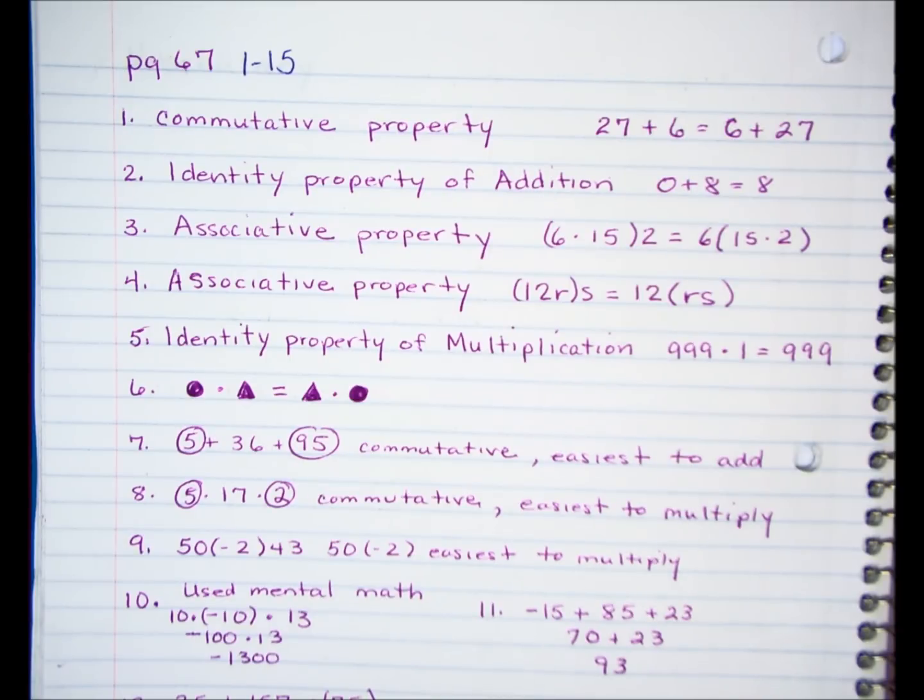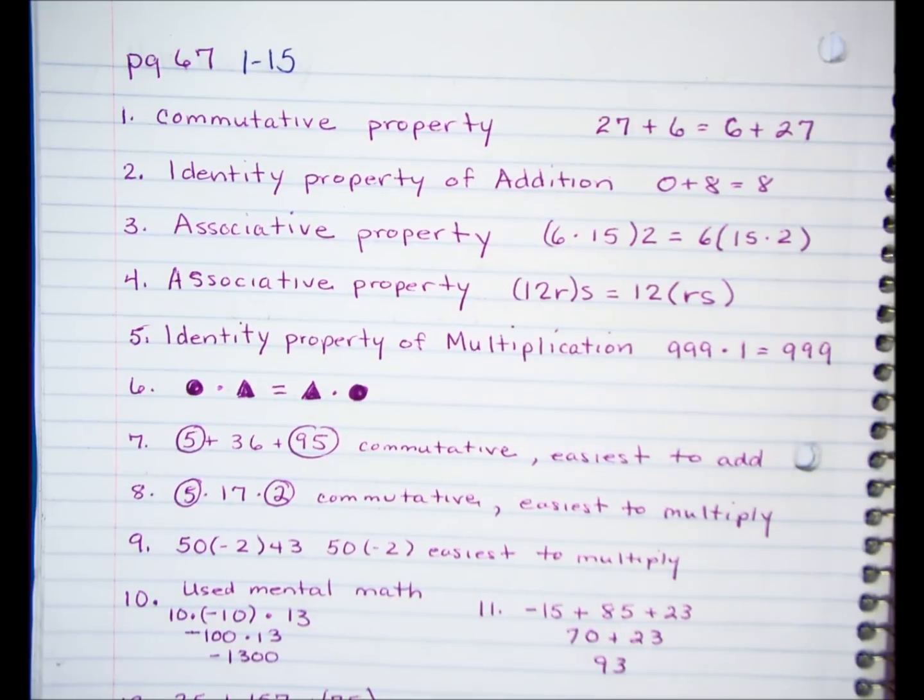The third one was (6 times 15) times 2 is equal to 6 times (15 times 2), and that was the associative property. Then they showed you that in algebraic form, so they did 12r, or 12 times r, and then s on the outside is equal to 12 times r times s on the inside. So that is also the associative property. The identity property of multiplication was number 5: 999 times 1 is equal to 999.